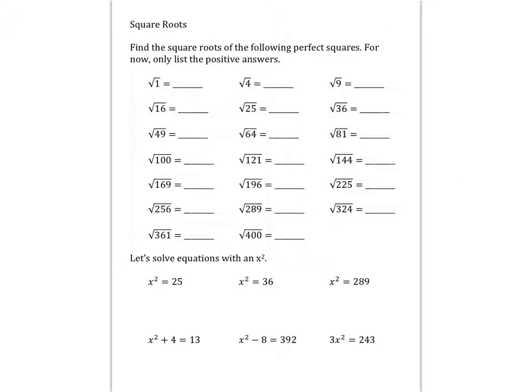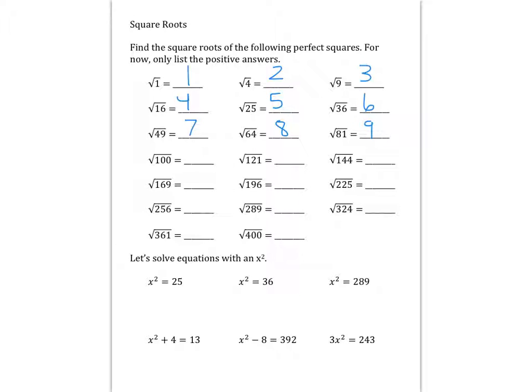Now let's take a look at square roots. We will find the square roots of the following perfect squares. For now, we will only list the positive answers. Square root of 1 is 1. Square root of 4 is 2. Square root of 9 is 3. Square root of 16 is 4. Square root of 25 is 5. Square root of 36 is 6. Square root of 49 is 7. Square root of 64 is 8. The square root of 81 is 9.